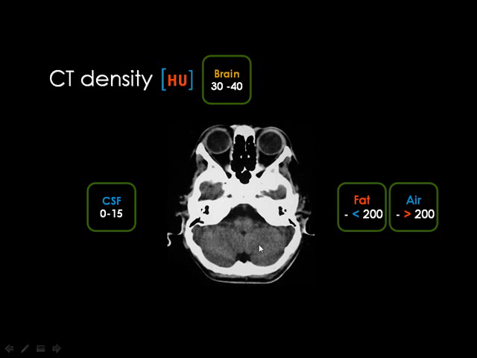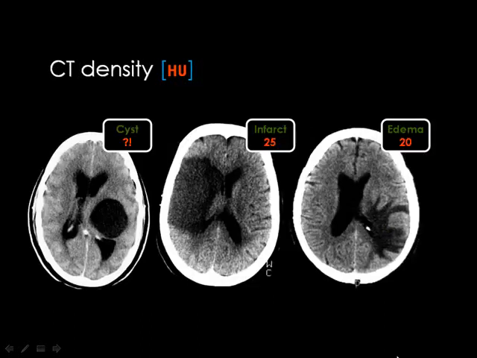The normal density of the brain parenchyma measures about 30 to 40 Hounsfield units. Anything below 30 will appear black, and anything above 40 will appear bright. The CSF measures about 0 to 15, so it will appear black compared to the brain tissue. Also the fat in the orbit and the air in the paranasal sinuses will appear black.